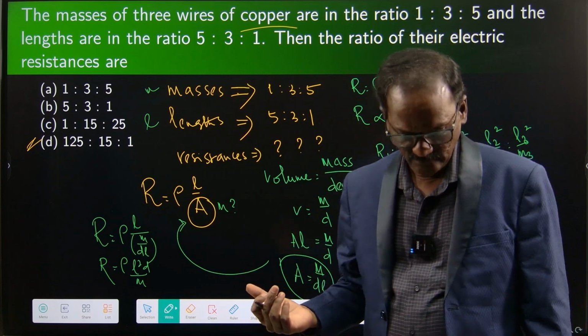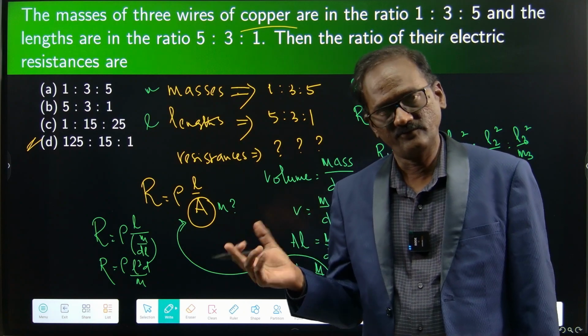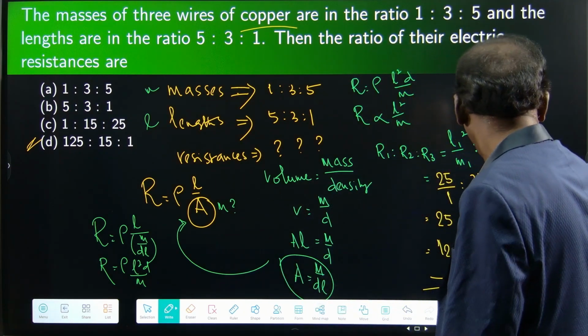We need area, mass is available, density is always constant. From density we are bringing the volume, from volume we are making the area.